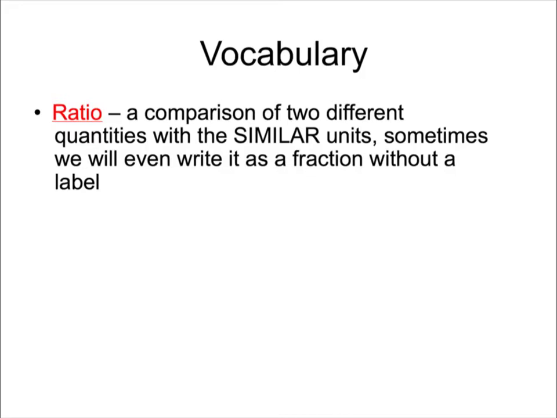A ratio is defined as a comparison of two different quantities with similar units. Now that can be a little confusing sometimes, and hopefully some of the examples that we talk about will bring that out. And sometimes we will even write it as a fraction without a label if the units are similar enough. So let's go to the next slide and see some examples of what might be a ratio.